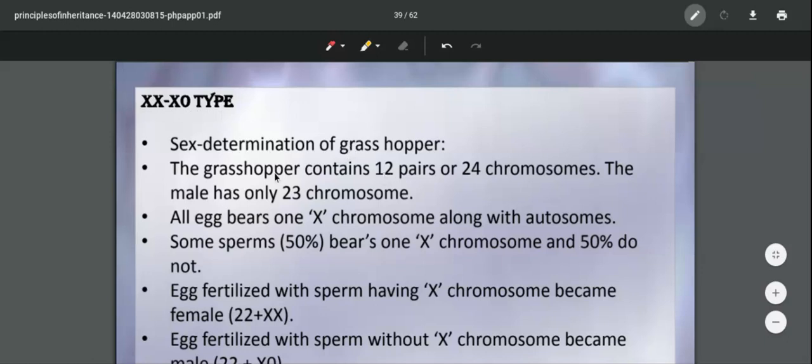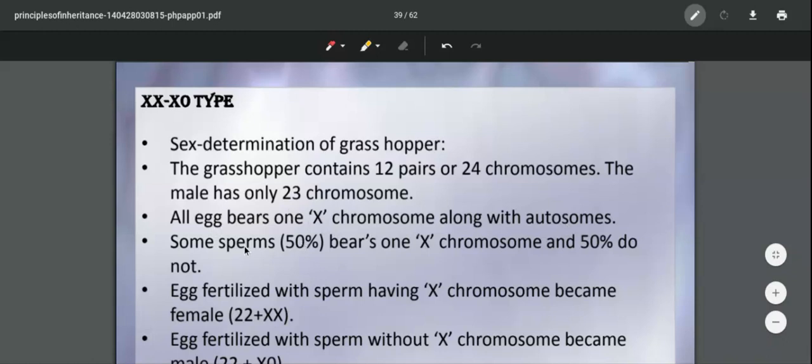Now, if you take a look at a grasshopper, you will find that it contains 12 pairs of chromosomes. So 12 pairs of chromosomes works out to 24 chromosomes. That is a female grasshopper. If you literally count the number of chromosomes in a female grasshopper, it is 24 chromosomes, whereas a male has only 23 chromosomes. Why? This happens because the females produce the gamete that we know as the egg, and the egg contains an X chromosome along with autosomes.